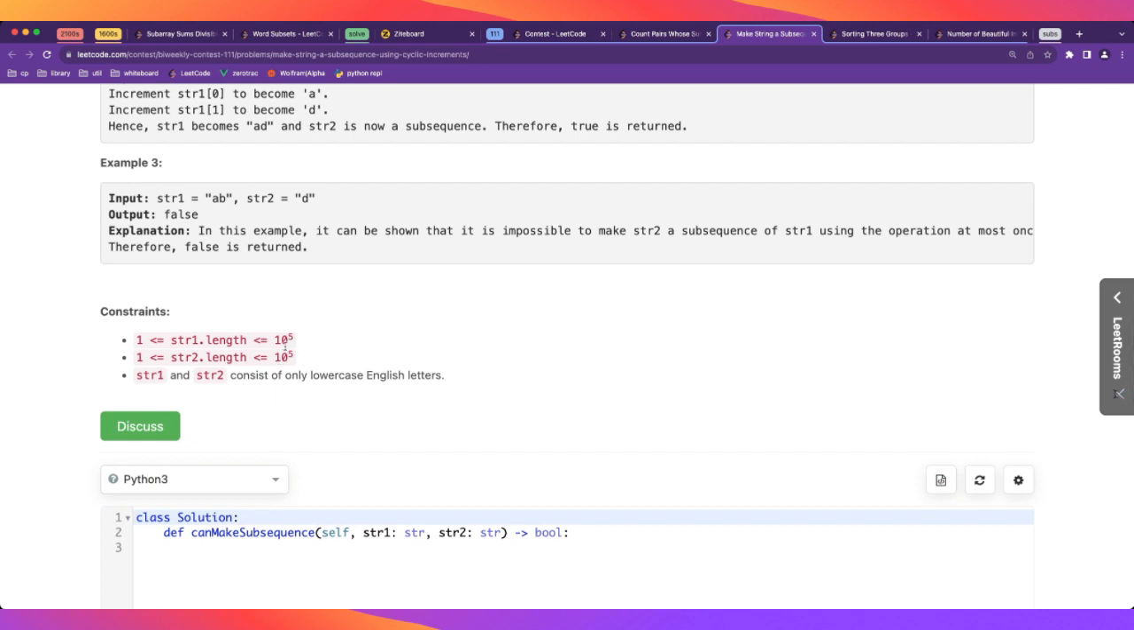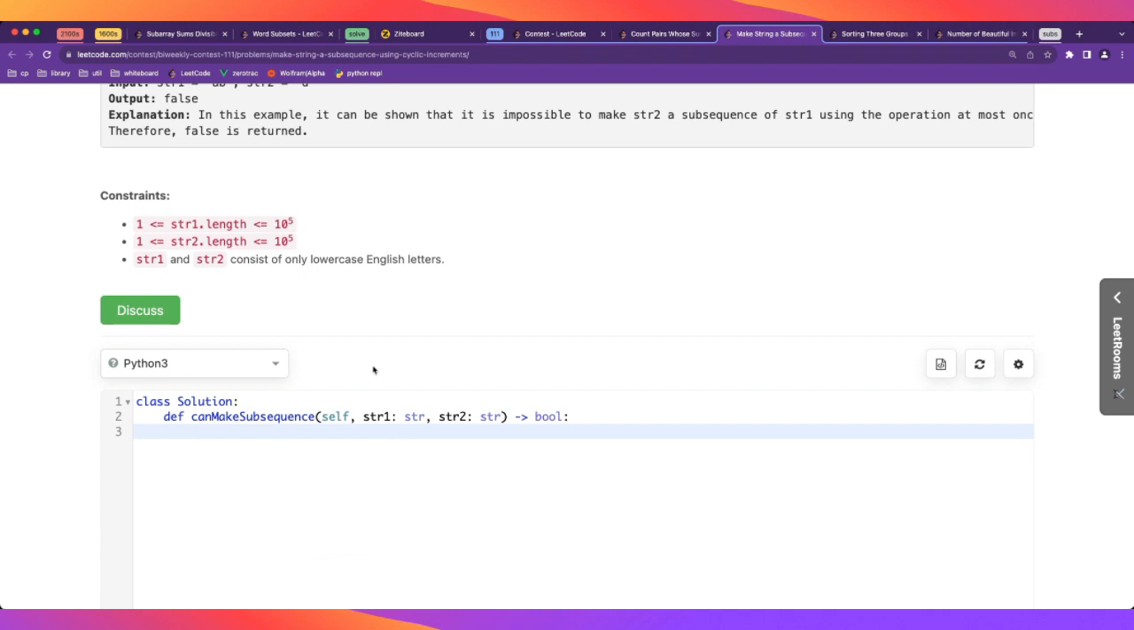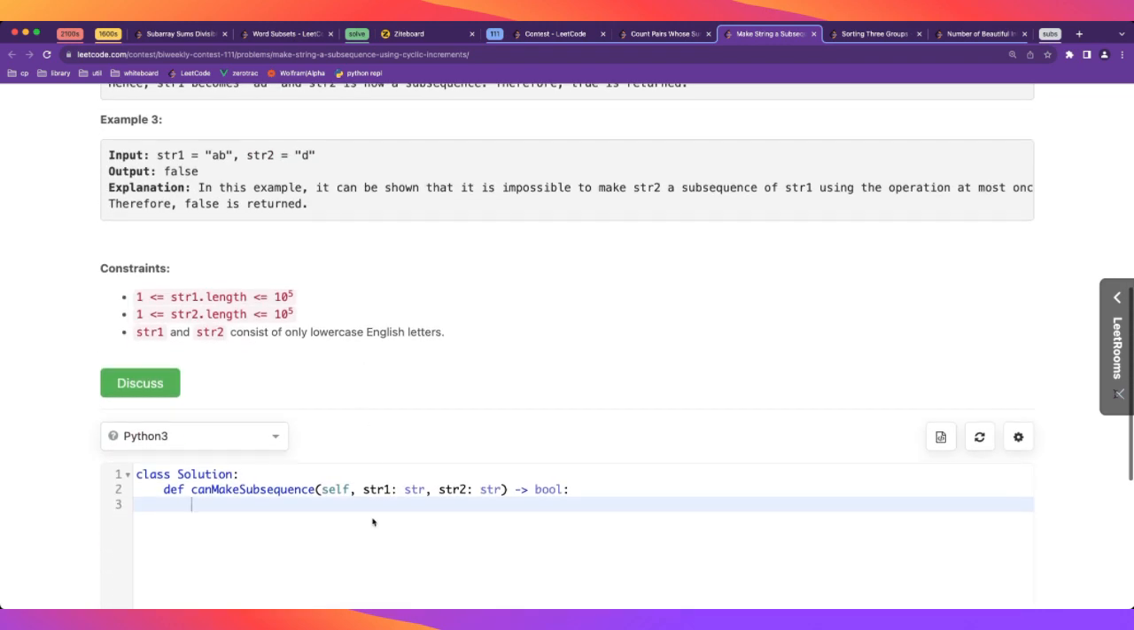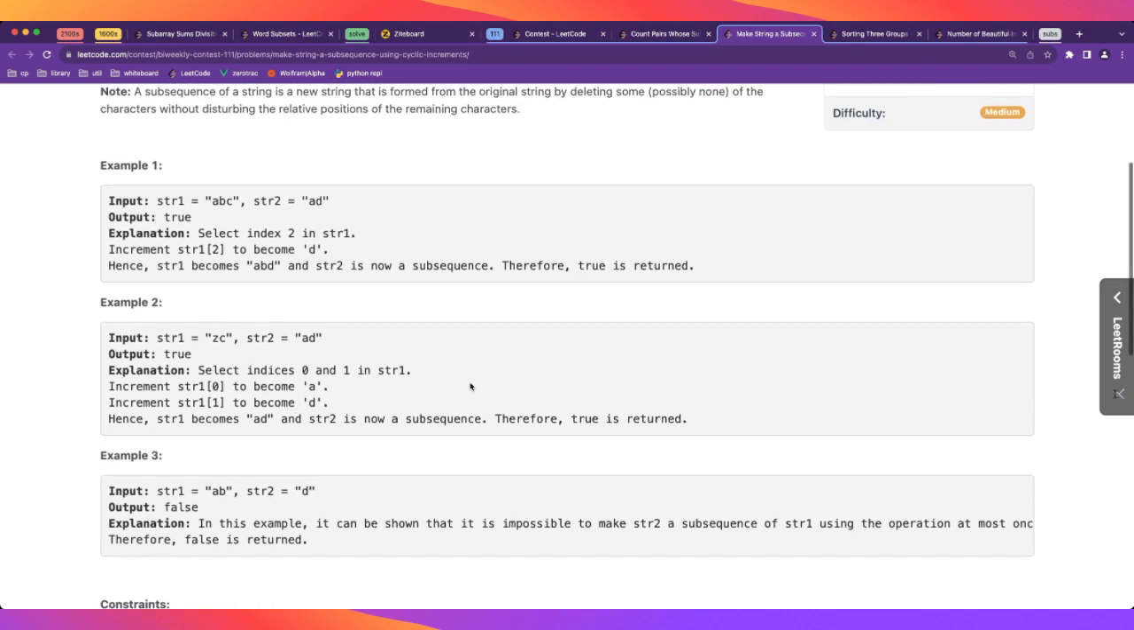And the sizes of the strings are pretty big, up to 10 to the 5, so you have to do something linear and not quadratic. And so there is a simple way to figure out a simple algorithm, which is well known for checking if a string is a substring of another one. And that would be the case where you don't change string 1.